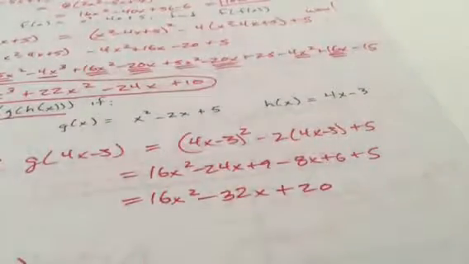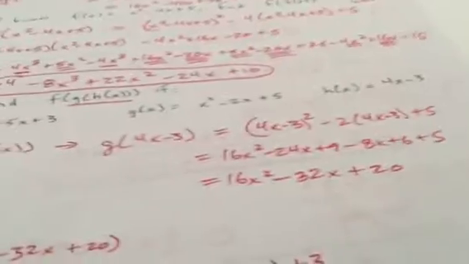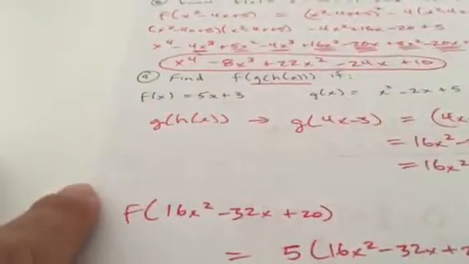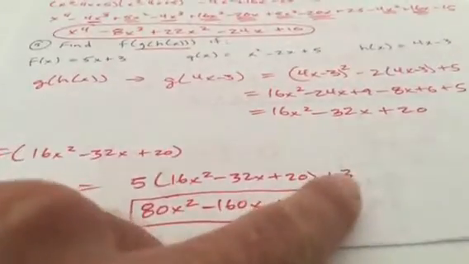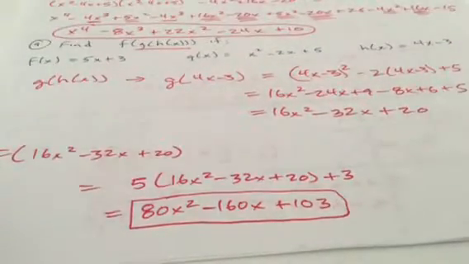All right, so let's clean that up. So that's what you get. So you're going to plug that in for f right there. So you're just going to do 5 times that plus 3. Don't forget about that plus 3 at the end. Anyway, that should be your answer.